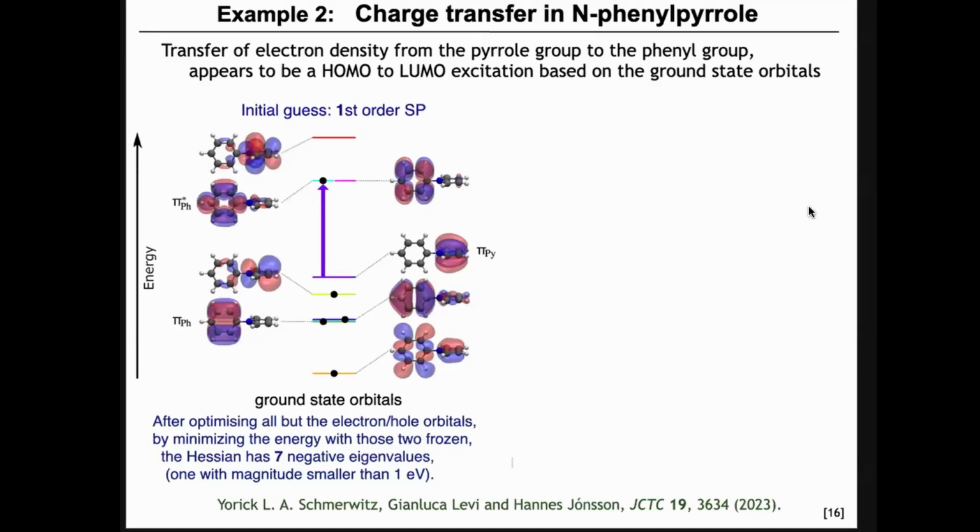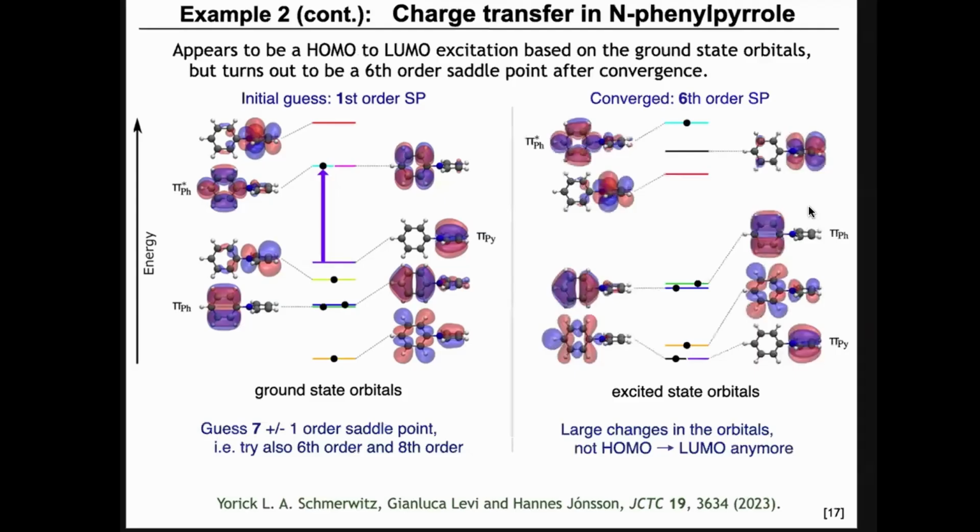Okay, and we try that, and we try 6, and we try 8. We don't know quite what it's going to be. It turns out to be a 6th order saddle point. And you can see, in a sense, how it is. The energy of the orbitals changes so much when you have a charge transfer excitation like this, because now the effective field for the other electrons is changed a lot. One of the electrons has moved so much. So you can see how much the orbital energies change from the ground state to the excited state.